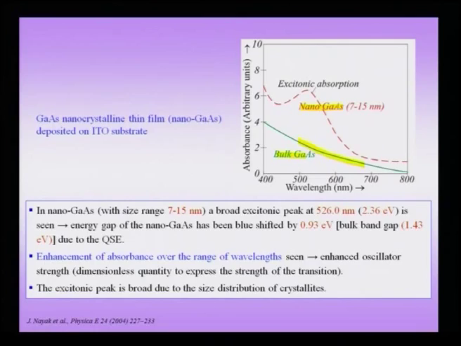And typically they put this nanocrystalline gallium arsenide as a thin film on an ITO substrate and studied its absorption properties. If you look at the absorbance of this nano gallium arsenide vis-a-vis the bulk gallium arsenide, where the x axis is the wavelength, you see that the bulk shows a decrease in absorbance as the wavelength increases.